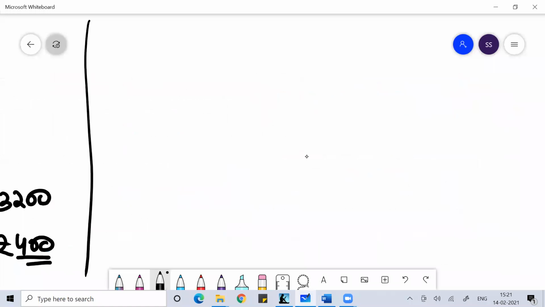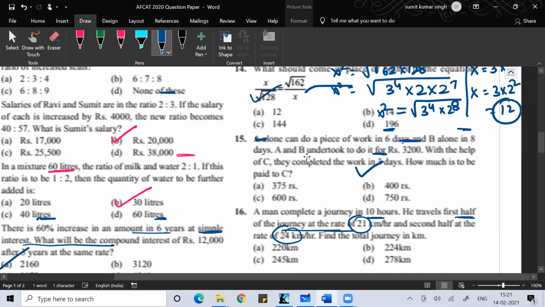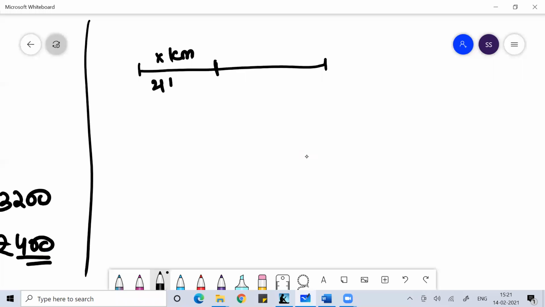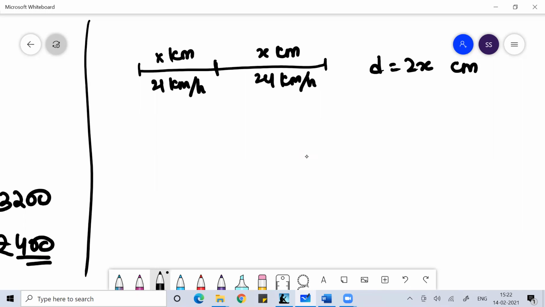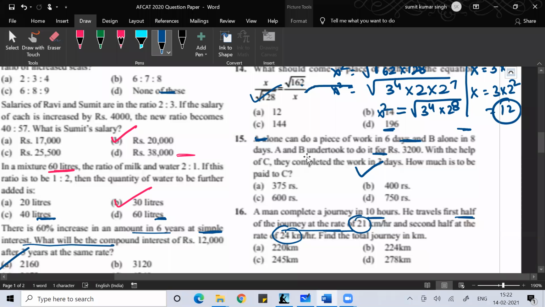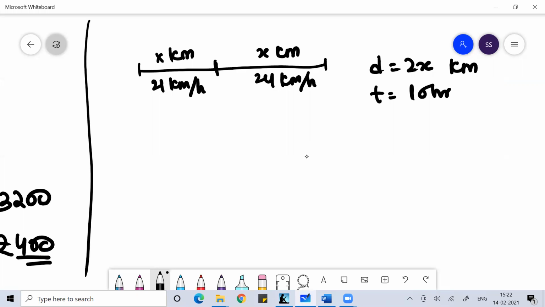Otherwise you can do it step by step. Let the total distance be 2x kilometers. He covered the first x kilometers at 21 kilometers per hour and the next x kilometers at 24 kilometers per hour. The total distance is 2x kilometers and the total time is 10 hours. So the total journey, 2x, is what I have to find.